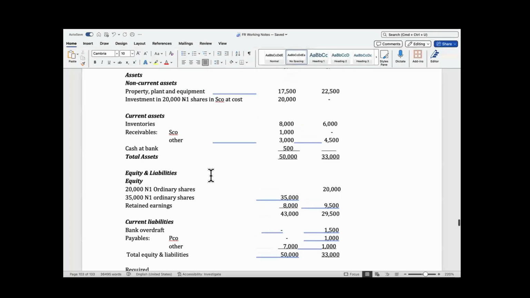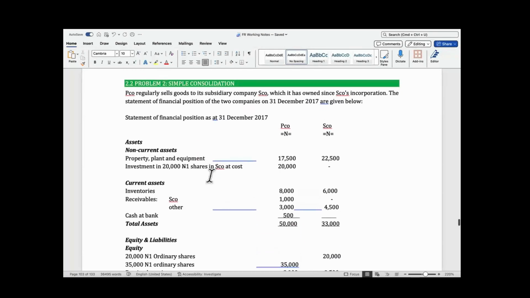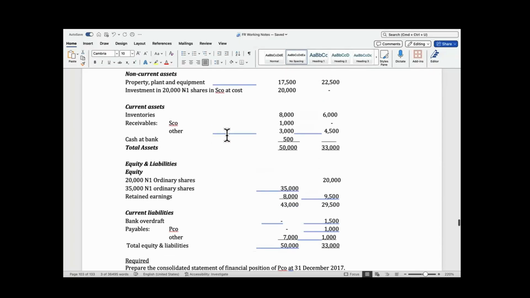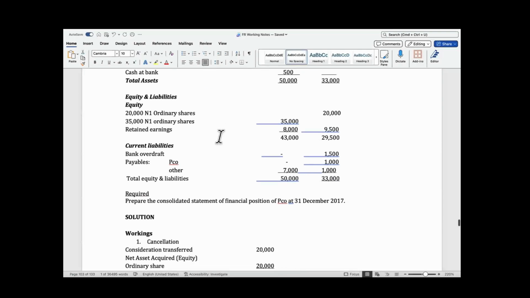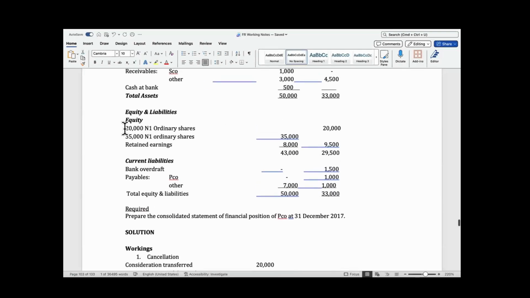Okay, thank you very much. So for this one, they do transactions with one another, because they said PICO regularly sells goods to its subsidiary, which it owns since incorporation. They gave us the statements of financial position of the two. So again, cancellation. We just cancel out similar items. First, the investment in shares in ESCO will be cancelled out against the equity of ESCO. We won't consolidate that.